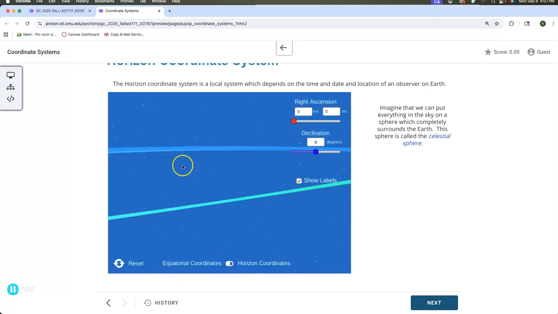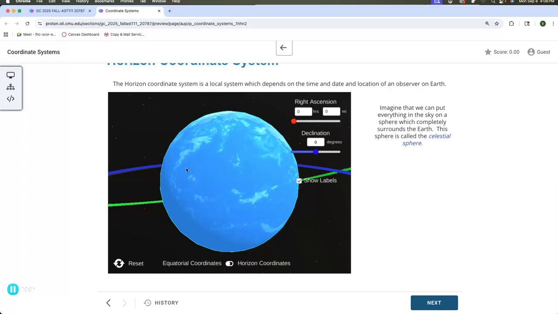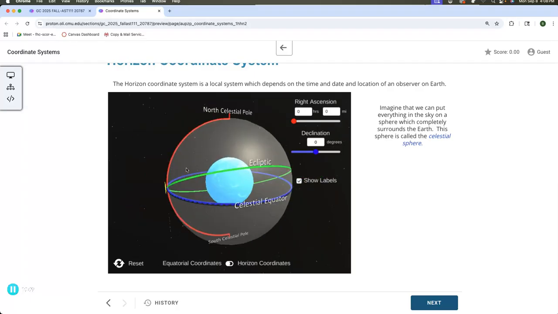So why does it keep doing that? Okay. This mouse is tetchy.